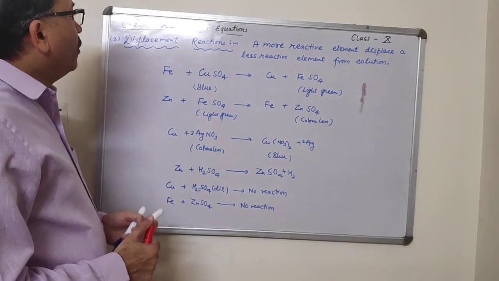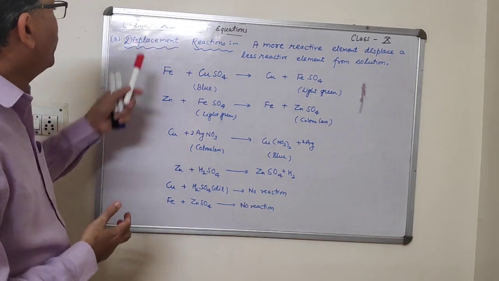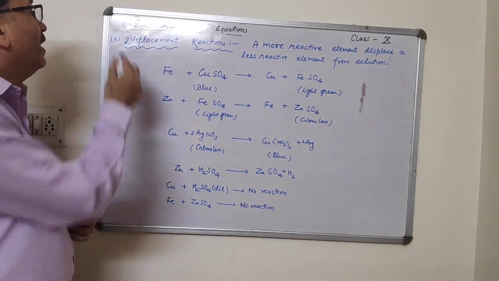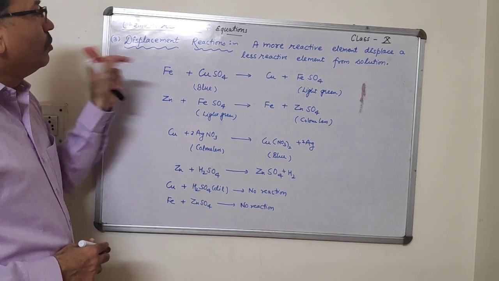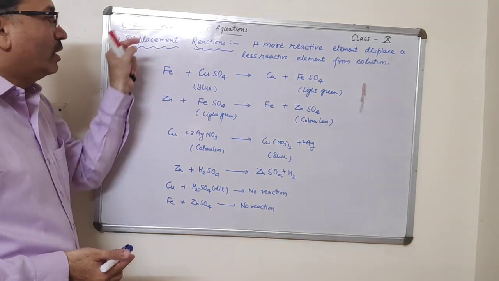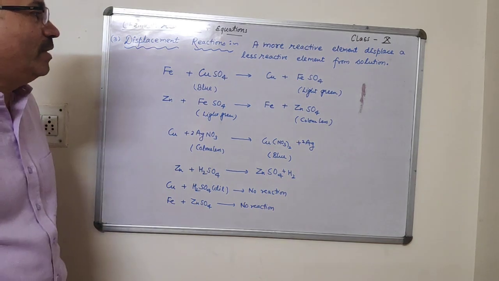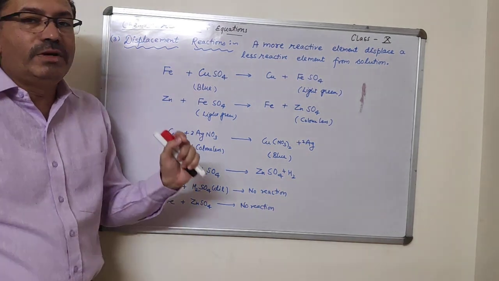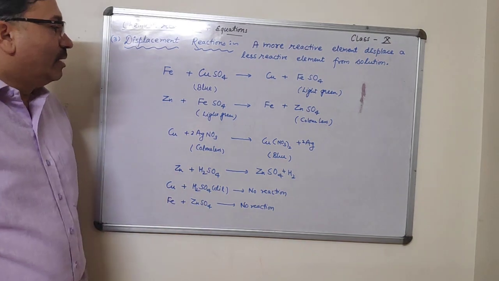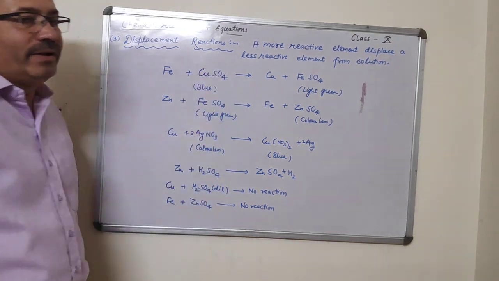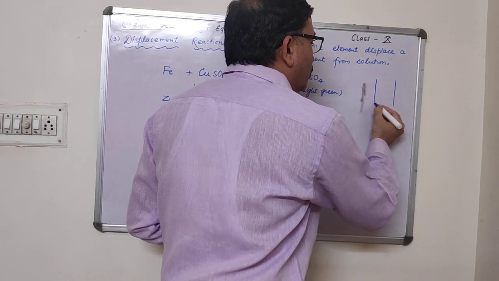Now the next category of reactions we are taking is displacement reaction. From the word displacement, it is very clear that one substance is going to displace some other substance. So what is a displacement reaction? A more reactive element displaces a less reactive element from its solution. I have taken one example. If we take copper sulfate, it is blue in color, in a test tube.